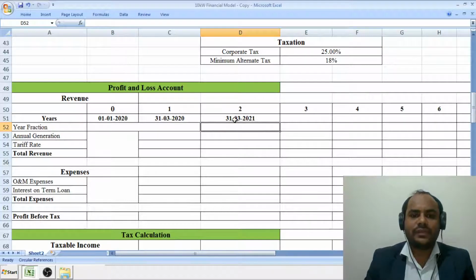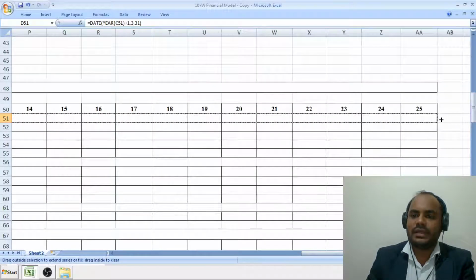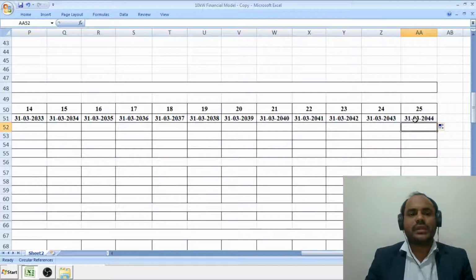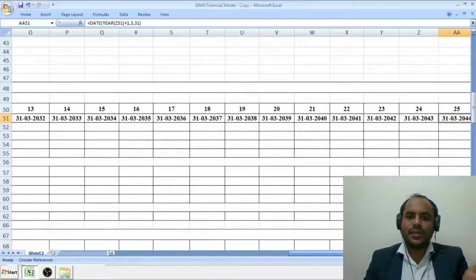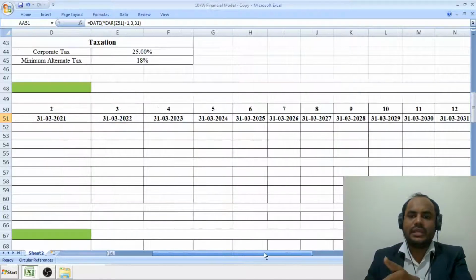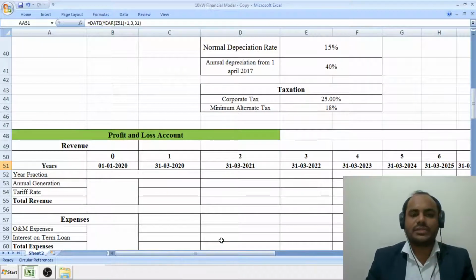So we can write 31st of March 2021, just pull this particular cell up to the 25 years of the span over here likewise. So we came to know 31st of March 2044 is the last date for the solar power plant, and for the subsequent 25 years of the span we have to calculate the financial modeling or the profit and loss account statement over here.